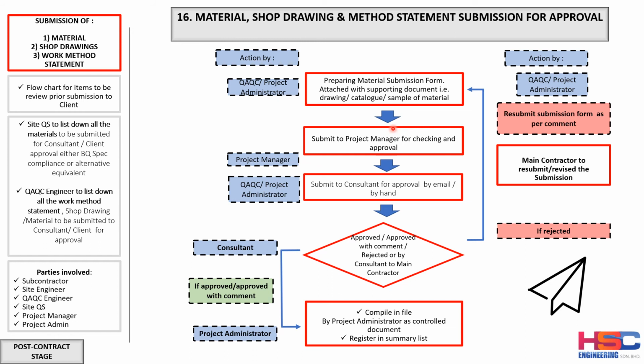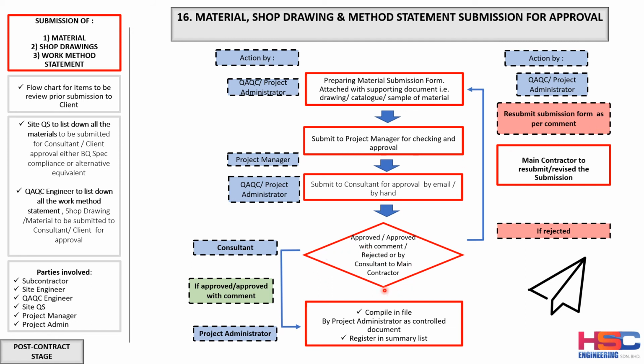And the QA/QC then submits the material submission form along with the drawing, catalog or sample of material to the project manager for checking and approval. Once the project manager has approved, the QA/QC or the project admin will submit to the consultant for approval by email or by hand. If the submission is rejected, it needs to be resubmitted, repeating the process. It's better to use the same form and resubmit.